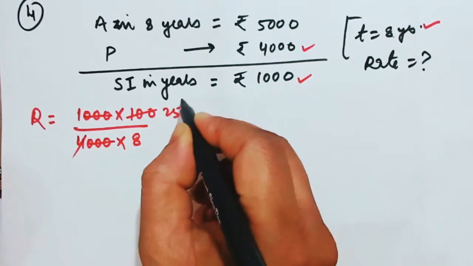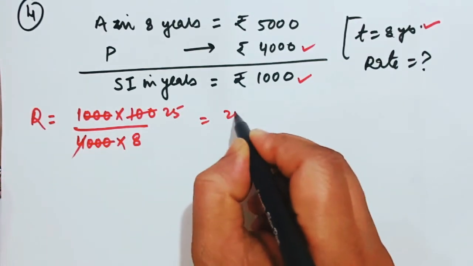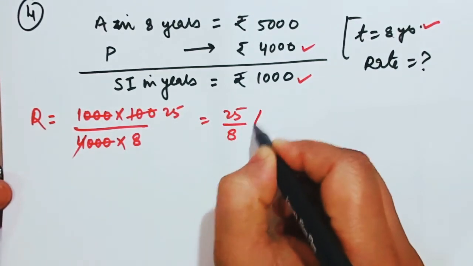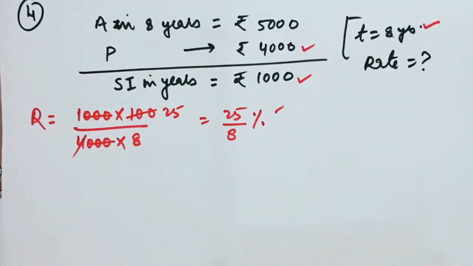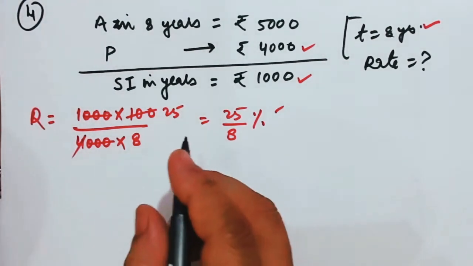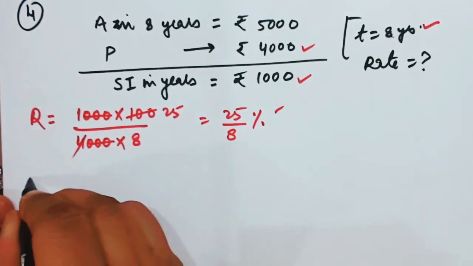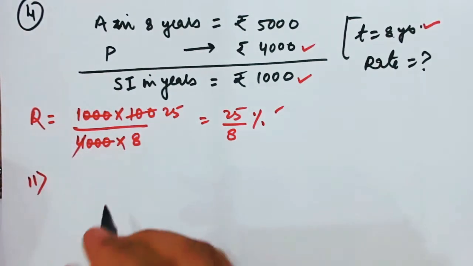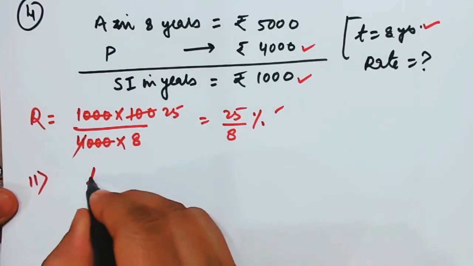425, sir. So 25 by 8, 25 by 8% is the rate percent. So this is the first part that I did. Now what are they saying? They are saying that in what time will 2100 amount? So now in the second part, what are they saying? That in what time? They are asking you the time.